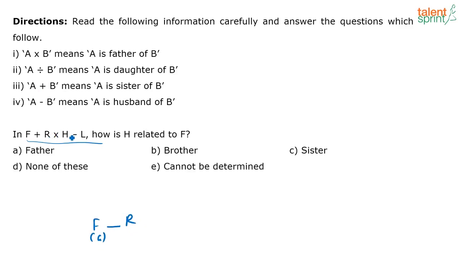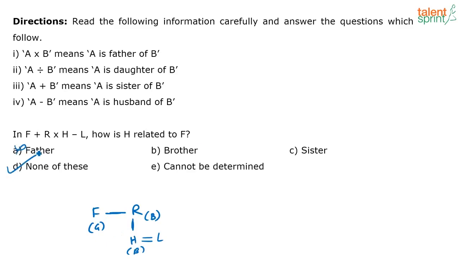Then what are they saying? R into H means that R is the father of H. R is the father of H minus L means H is the husband of L. So this is a boy. Question is, how is H related to F? So here the answer will be none of these, correct? See, H will be F's nephew, correct? F and R are siblings and R's child is H. So F's nephew is H. So the correct answer here will be none of these, right?